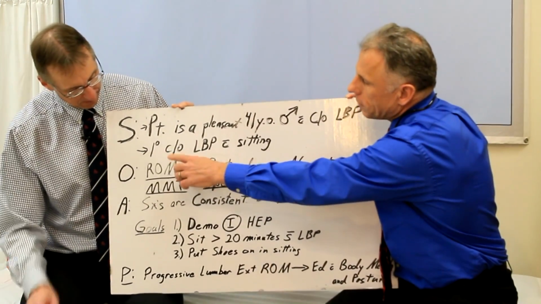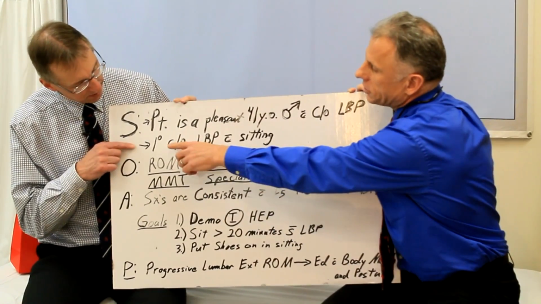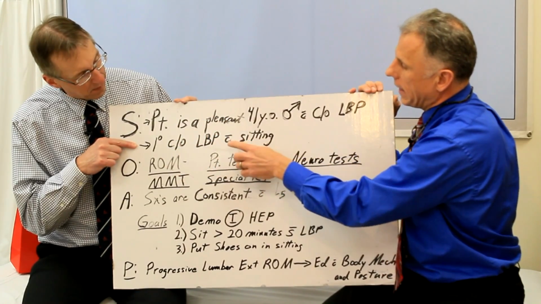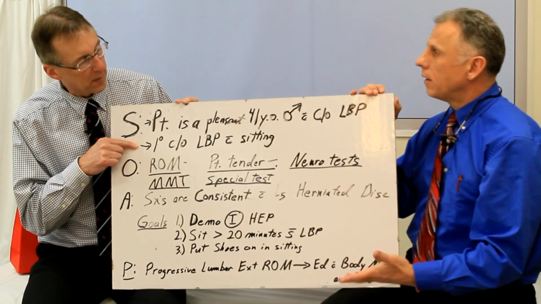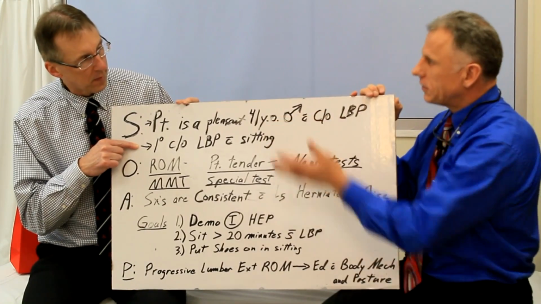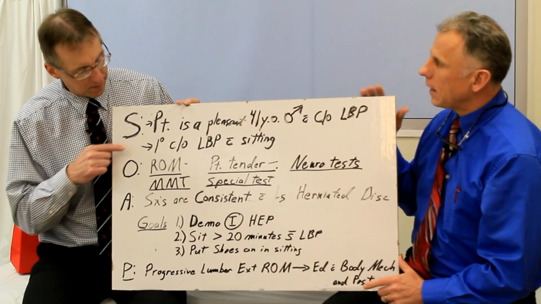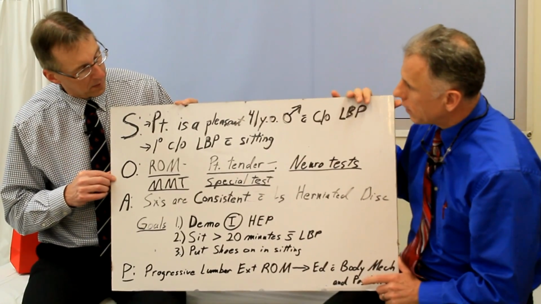Then the next sentence, I go to the primary part of subjective. Primary complaint of low back pain with sitting. There may be some other things, but you get right to the point, and then you can add in some fillers if you want to. This is the way I do it. Bob can fill in how you like to do yours.